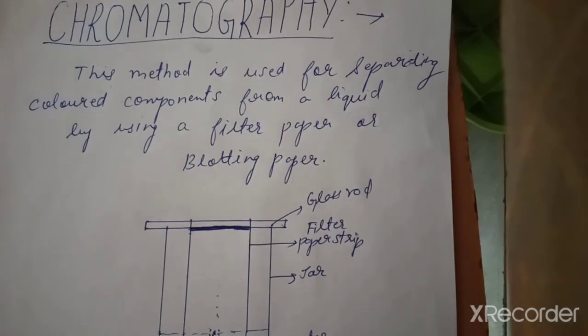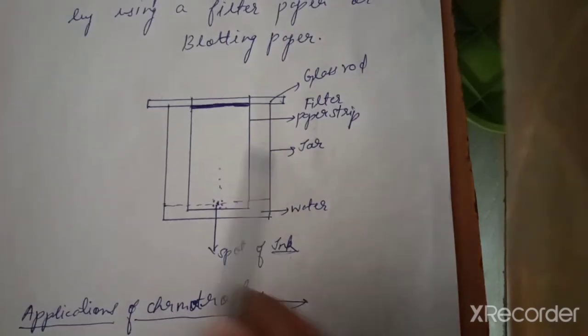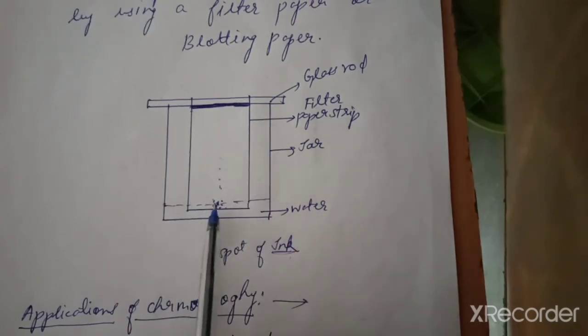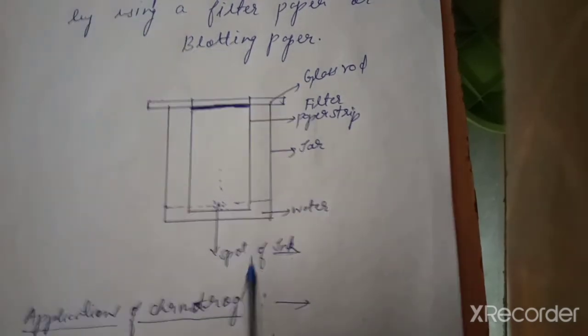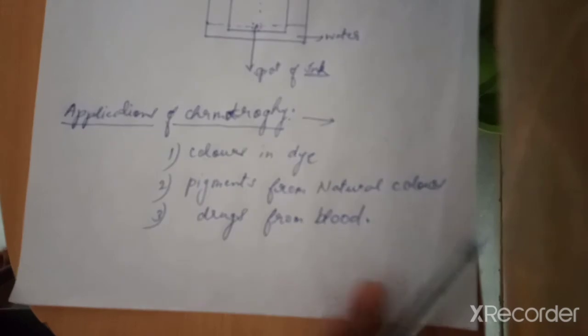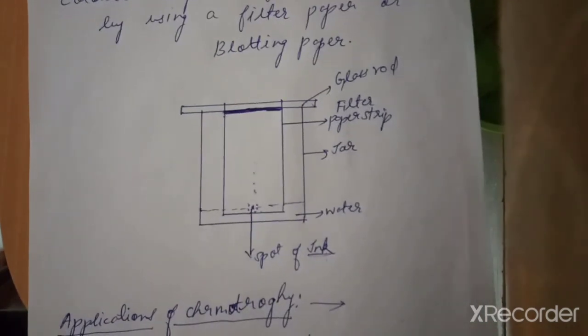So chromatography is used to separate the colored component from a liquid by using filter paper or blotting paper. For this, we just need a glass jar and a glass rod on which the filter paper is attached, and we put a drop of the ink on it. After putting the ink on the filter paper, it will be tied here, and due to capillary action, as the water comes up, it will dissolve the different components. And what are the applications of it? We use it to separate the colors in a dye, to separate different pigments from natural colors, and drugs from blood.